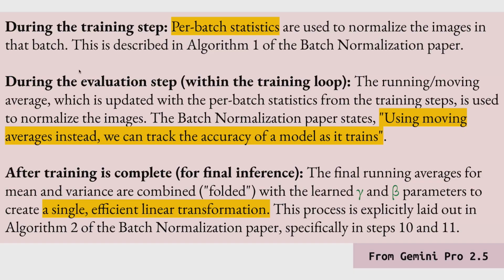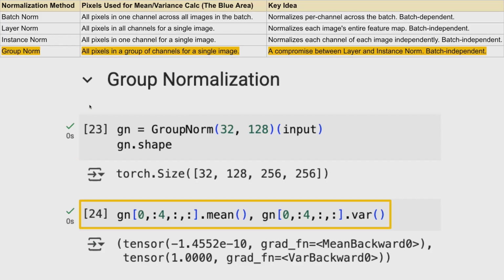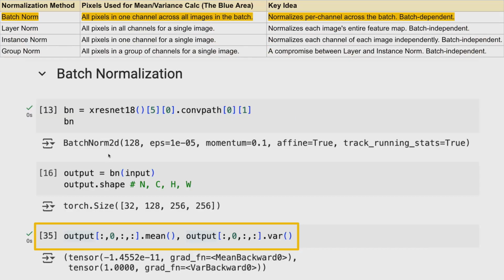So there's 3 aspects we're going to look at: batch normalization during the training step, batch normalization during the evaluation step within the training loop, and then batch normalization after training is complete for final inference. During the training step, per batch statistics are used to normalize the images in the batch. And we'll look at algorithm 1 in the next couple slides. So the key thing is per batch statistic, as we saw in the previous example. And just to show the example, if we go back up here, I'm taking all 32 images. So this colon is saying per batch.